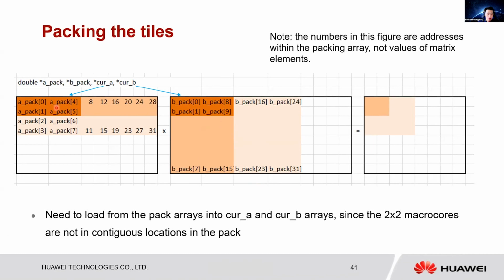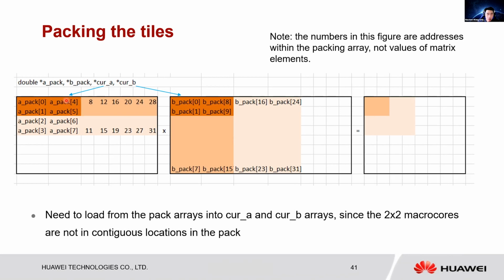And now when you want to actually multiply the macrocores together, the 2x2 macrocores together, cur A and cur B, you have to load these elements in the tiling array into our temporary macrocore arrays, because the elements that need to be multiplied in the tiling array are not together in contiguous segments of the memory. They are not together in contiguous segments in the pack.